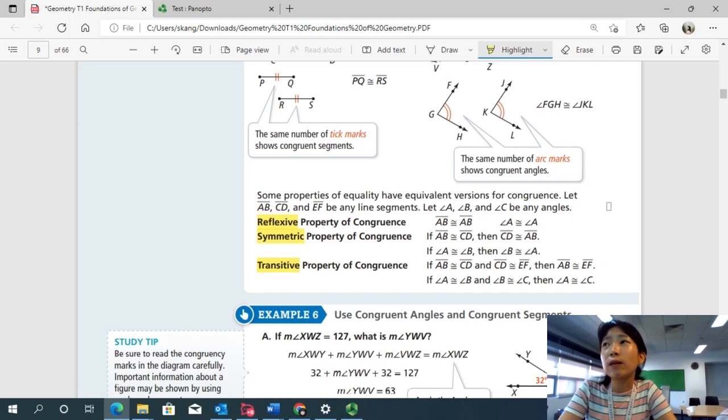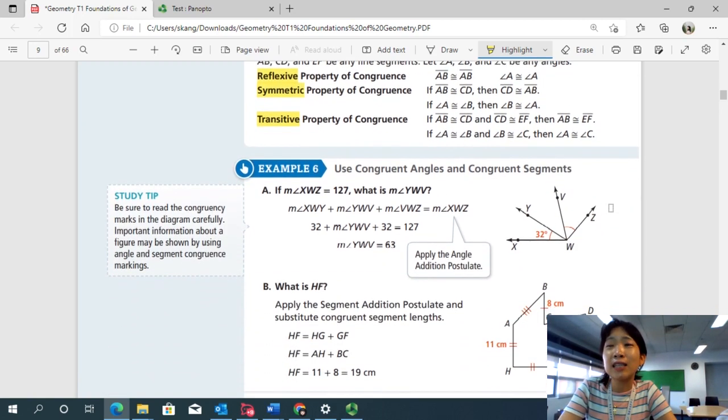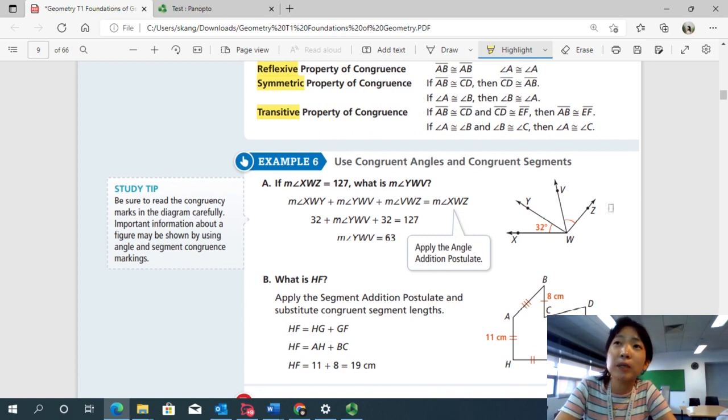Alright, so thinking about that, let's use that as example 6. Use congruent angles and congruent segments. So part A, if measure of angle XWZ is 127, the whole angle is 127, what is the measure of angle YWV? We know that angle XWY is 32. We know that XWY plus YWV plus VWZ is equal to XWZ.